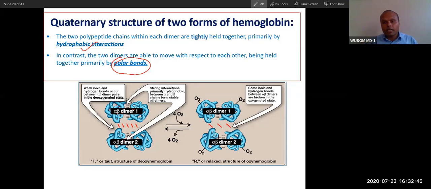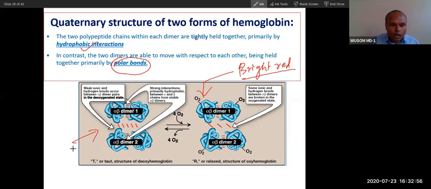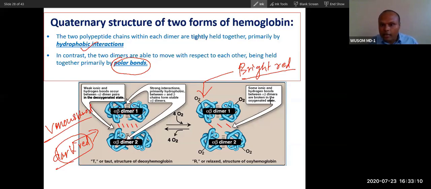It has a slightly different structure as well as color. This color is bright red, and the color of the taut form of hemoglobin is dark red. So there is a difference. That is why this type of hemoglobin is present in venous blood, and venous blood looks dark red. And this type of hemoglobin is present in arterial blood, and that is why arterial blood looks bright red. So there will be conformation changes because of binding of oxygen.